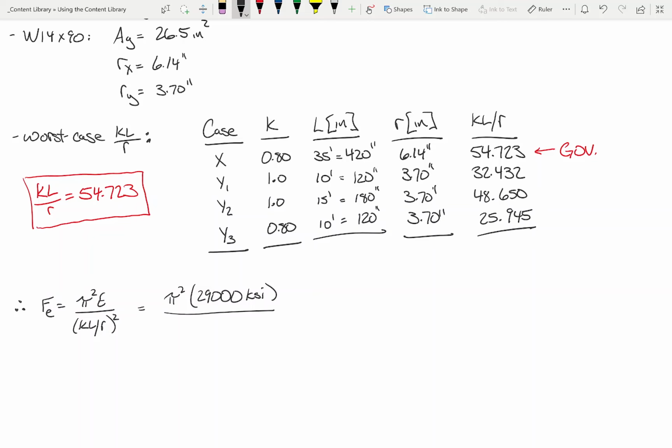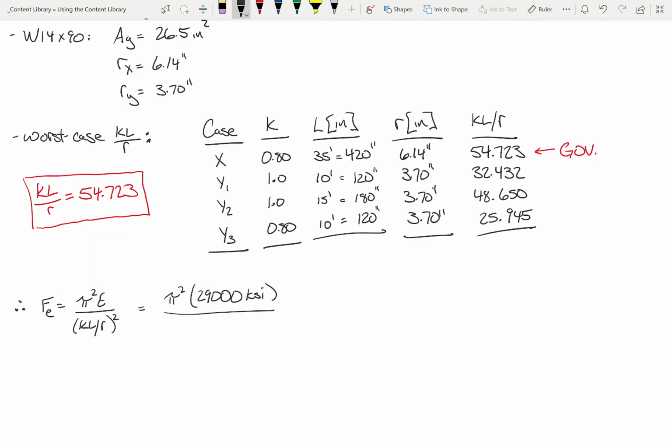I love my job. What do we get for this? 95.58. Second? Yeah. Okay. Now, once we calculate FE, what's our next goal? We need to calculate F sub n. And how do we do that? Well, we have to compare KL over R to our anchor point, right?